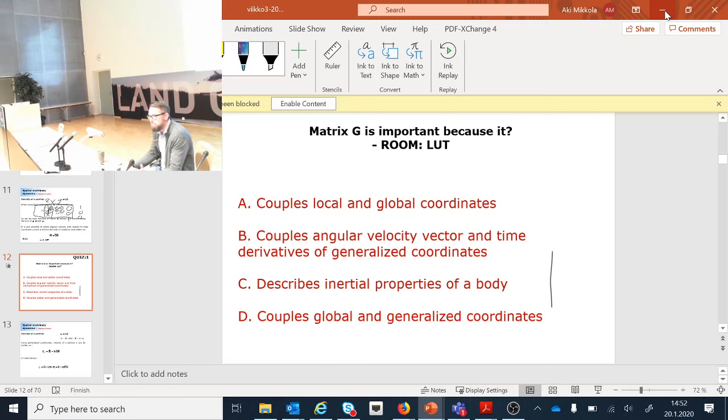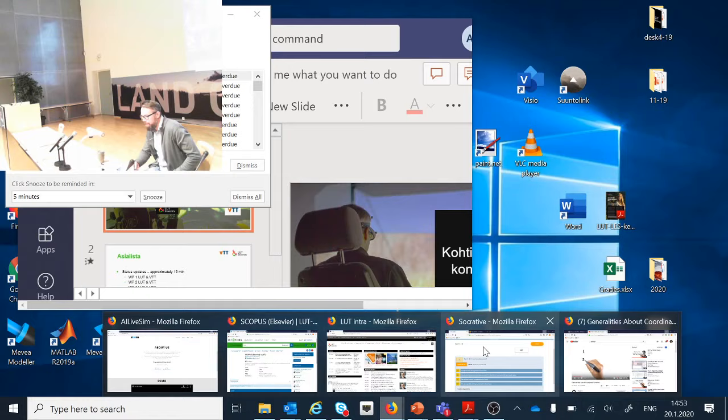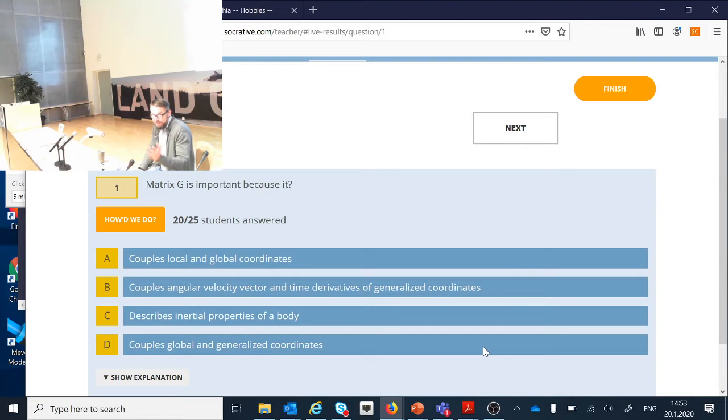Okay, let's move on to the next. Describe the inertia properties of the body. Well, how much have we discussed about the inertia so far? Very little. So I don't think that's the case. Couples the global and generalized coordinates. A little bit in that neighborhood. But let's see how they answered. Okay, is it going to be or is it not? You know what? 100%, of course.